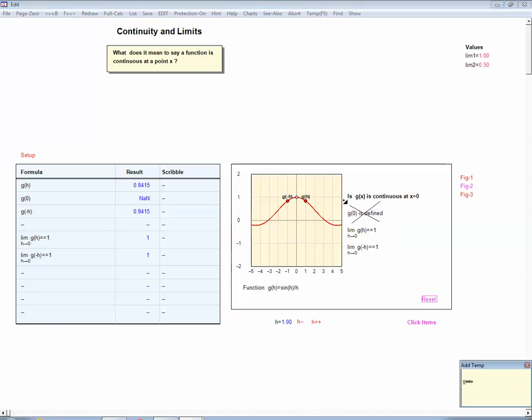g of 0 is not defined. If you plug a 0 into this formula, the denominator becomes 0 and division by 0 is not allowed. We go over here to our numerical evaluations, we see that the computer kicks out a NaN, which means not a number. So this is not continuous, even though the limits exist. Now, where we've sort of used this fact of continuity is in a situation like this.